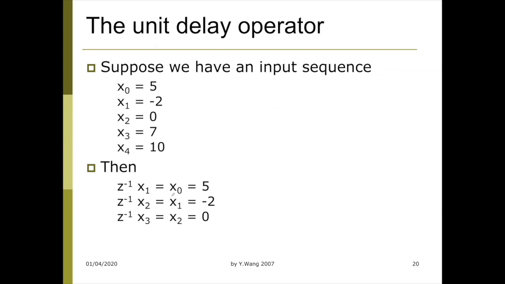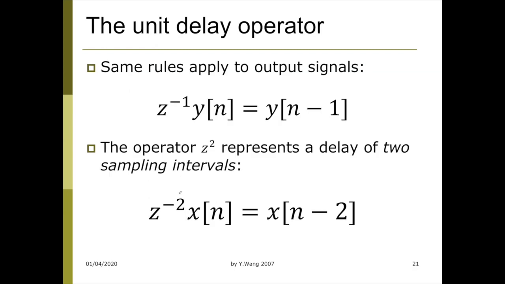To understand that, we can use an example. For example, we have a series of input signals: 5, -2, 0, 7, 10, etc. If we say z power minus 1 multiplied by x1, it gives x0. So it's no longer representing the current input, but the input before this one. This is an example showing what happens when we apply z power minus 1. The same rule applies to output samples. We encode the time difference into the factor of z.